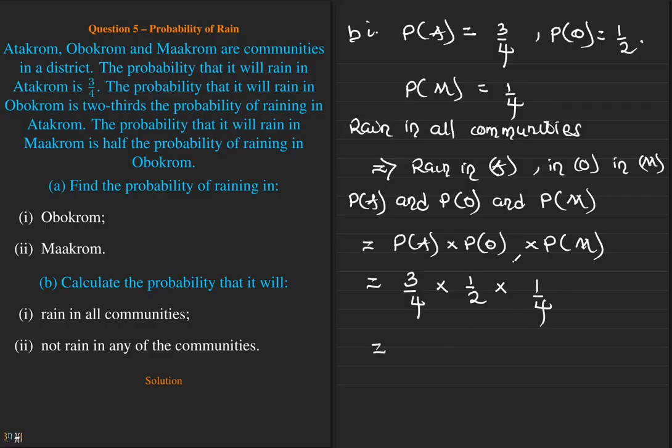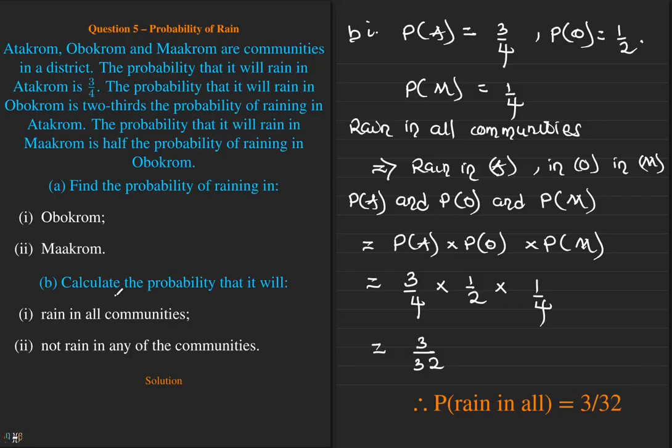Hence, we have 3 times 3, 3 times 1, which gives us a 3. And then 4 times 2, which gives us an 8. Then 8 times 4, which also gives us a 32. Now, we can't cancel out. So we just conclude by saying the probability of it raining in all these communities is 3 over 32. That is all. Then we move to our last question.